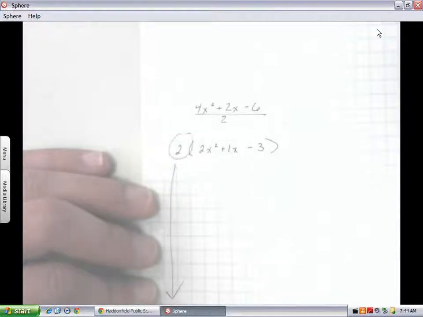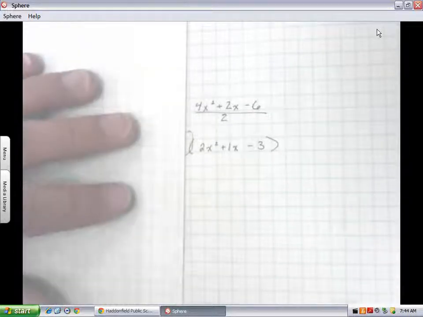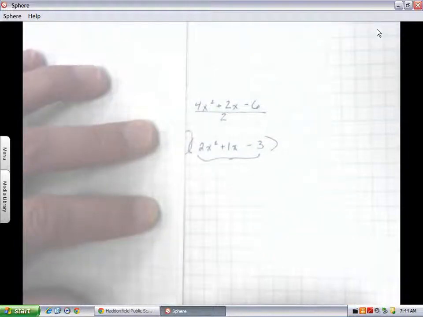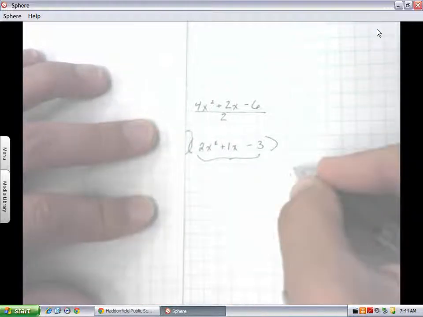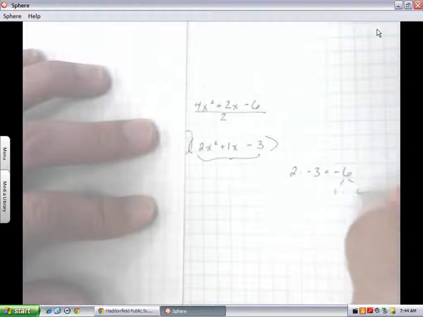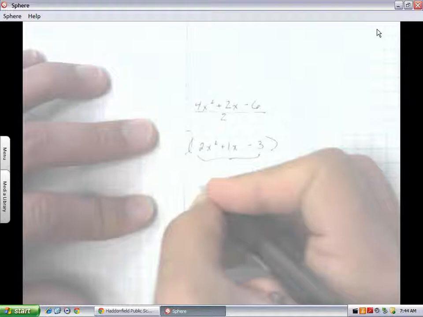So in essence, I can kind of ignore it and just look at what's inside those parentheses. Well, I'm going to have to use Billy's method because of the leading coefficient not being a 1. So 2 times negative 3 is negative 6. 6 and 1, 3 and 2. Positive 3 and a negative 2 make positive 1. So positive 3, negative 2.